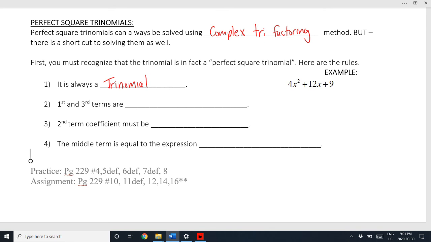The first and third terms, so the a and the c, are perfect squares, meaning that they're just squared numbers. And I'll show you an example of what that means in a second. The third rule is that the second coefficient must be even. And the last rule is that the middle term is equal to the expression 2 times the root of a times c. It's a little bit complicated, but we'll go through them. Again, if you're not comfortable with doing this method, you can always just use complex trinomial factoring. So if all these don't work, then you don't have a perfect square trinomial.